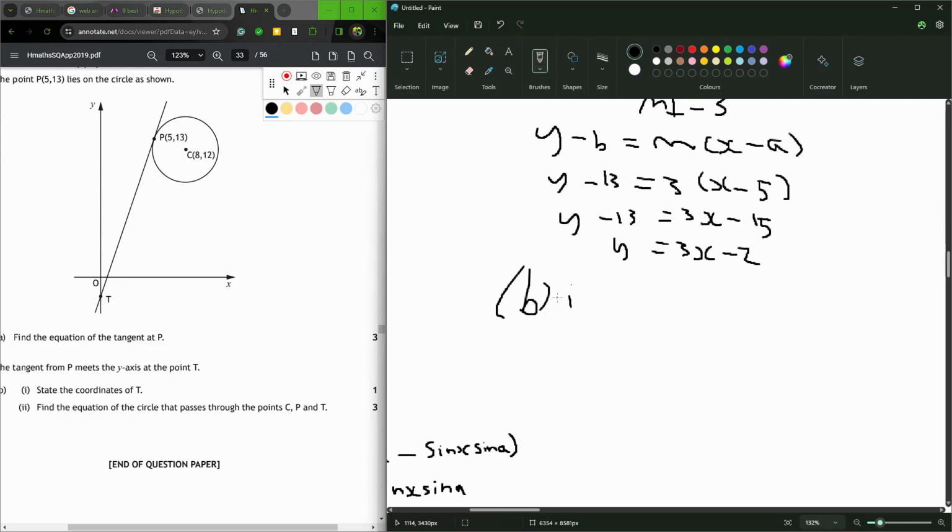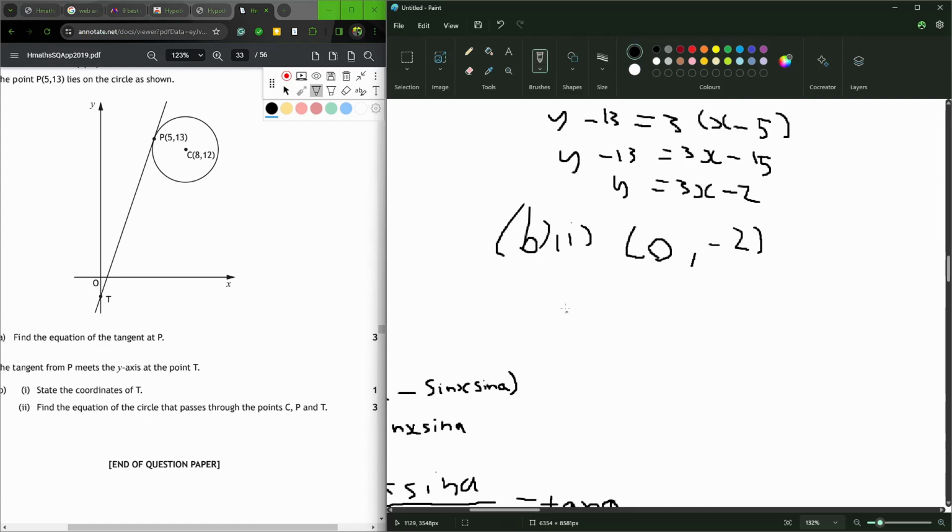So, state the coordinates of T. It says the tangent of P meets the y-axis at T. So we just need to figure out what T is. And, well, it's state, so I'm just going to write down the coordinates. Remember, when it's at the y-axis, x will always be 0. You can just fire x equals 0 in there. But you'll find it'll be minus 2, right? Because remember, c equals minus 2 in this equation.